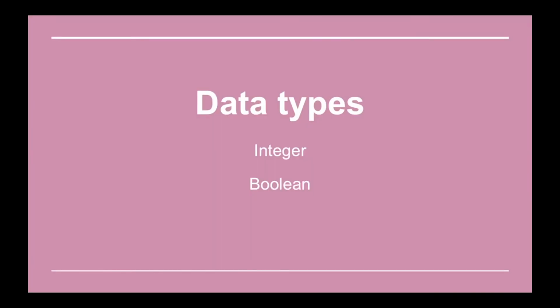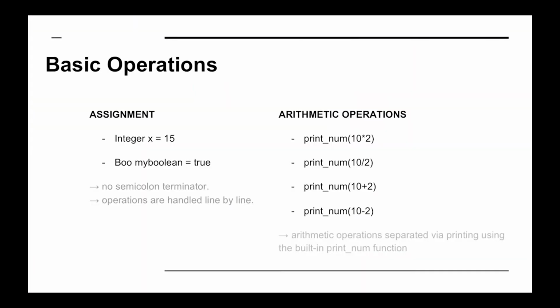OWL currently has built-in support for 2 data types, and those would be integer and Boolean. Why don't we take a look at some of the basic operations that can be performed in OWL? For example, on the left-hand side, we can see some examples of an assignment statement. Not only does this statement do assignment, but this also does declaration. In order to declare and assign, let's say, an integer x to 15, we would need to write integer with a capital I, the variable name x, the equal sign, and then the number 15.